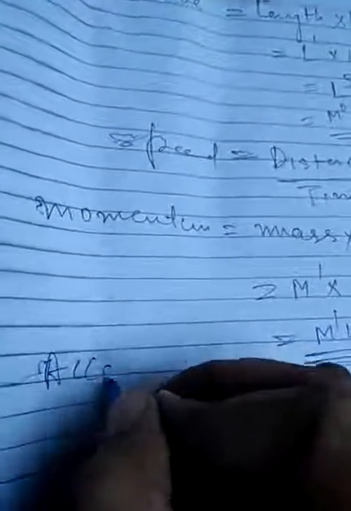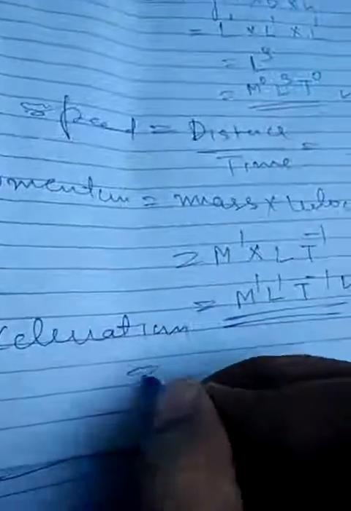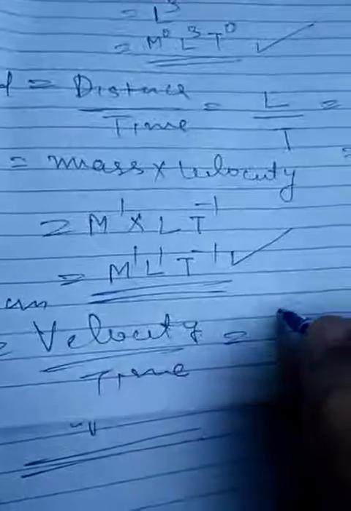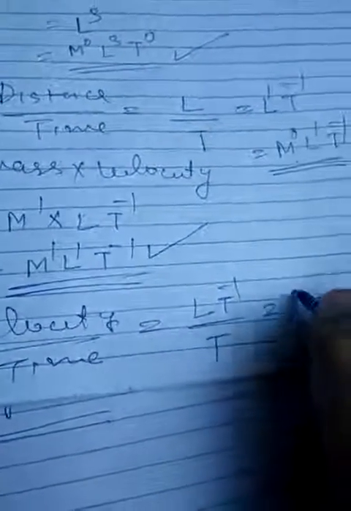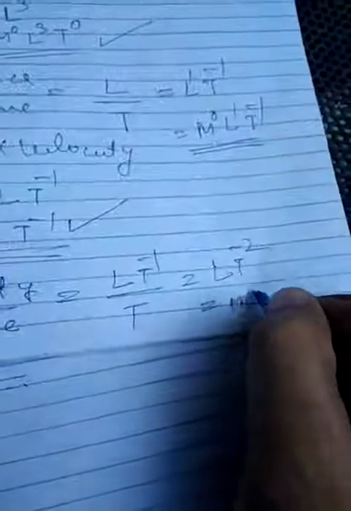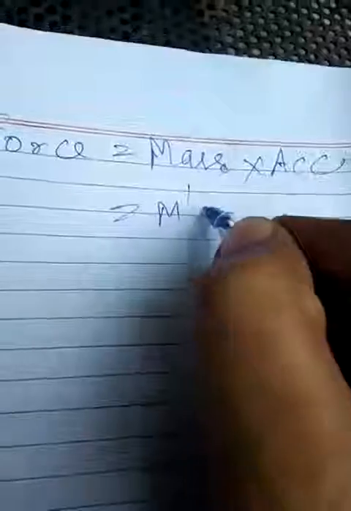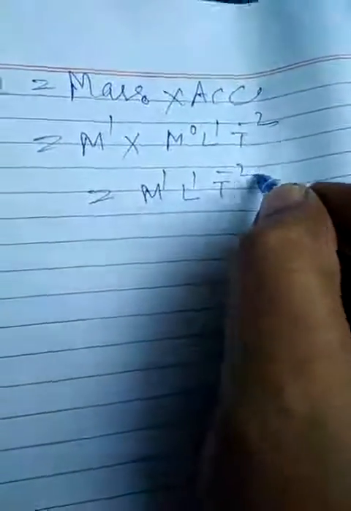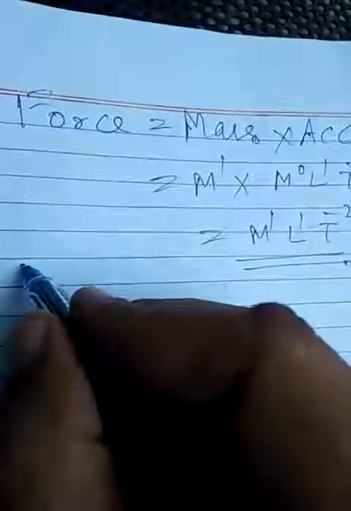Then we have acceleration. Acceleration is defined as velocity upon time. Velocity has L T minus 1, upon T. So it is L T minus 2, or M0 L1 T minus 2. So this is the dimensional formula for acceleration. Now next we have force. Force is equal to mass into acceleration. We have taken acceleration as M0 L1 T minus 2, and mass 1, so it will be M1 L1 T minus 2. So these are the dimensions of force.